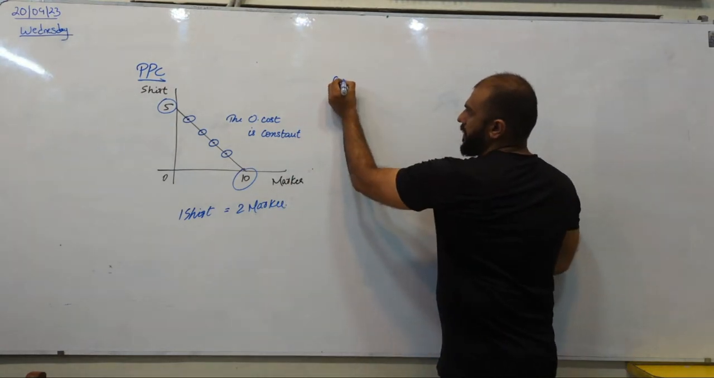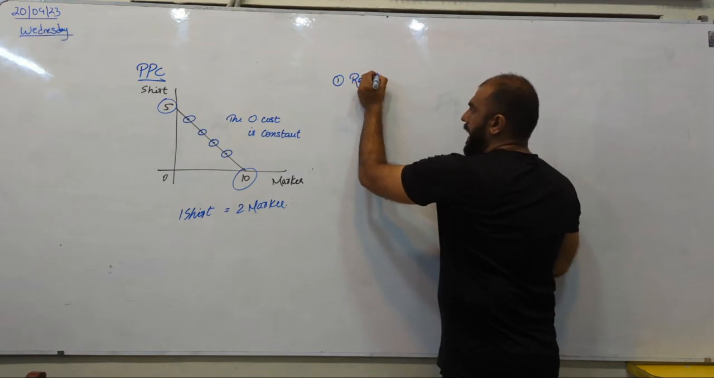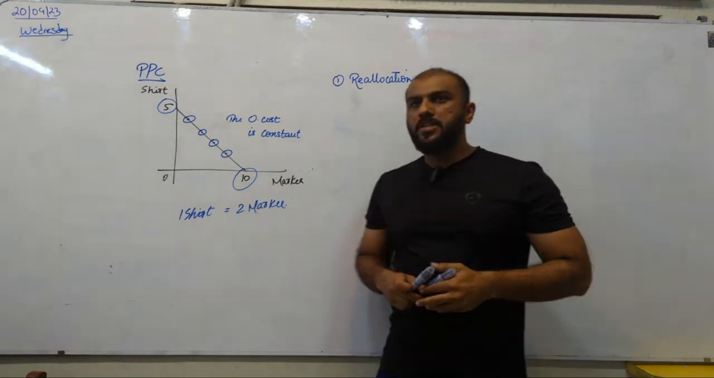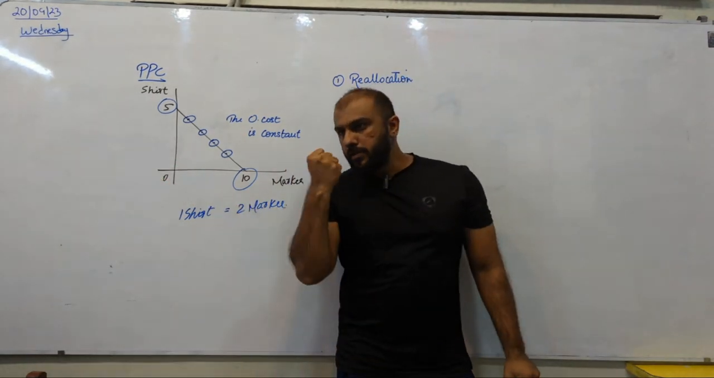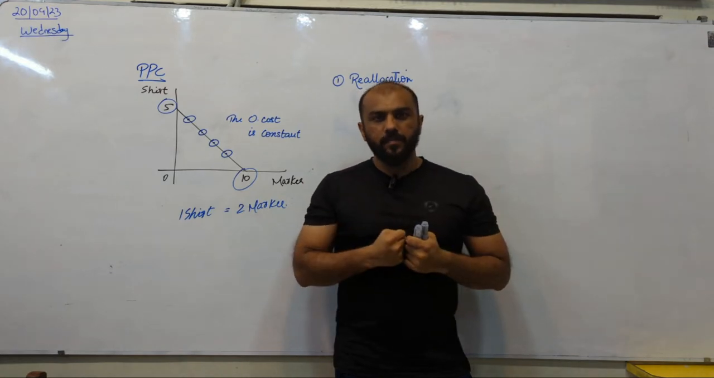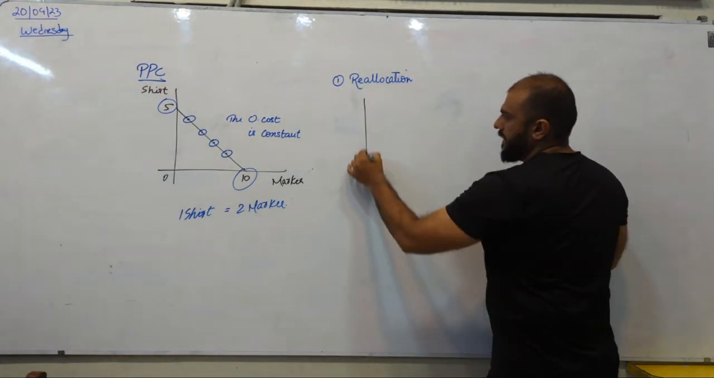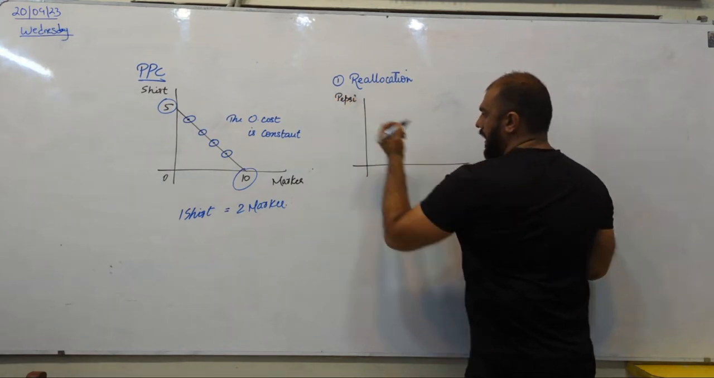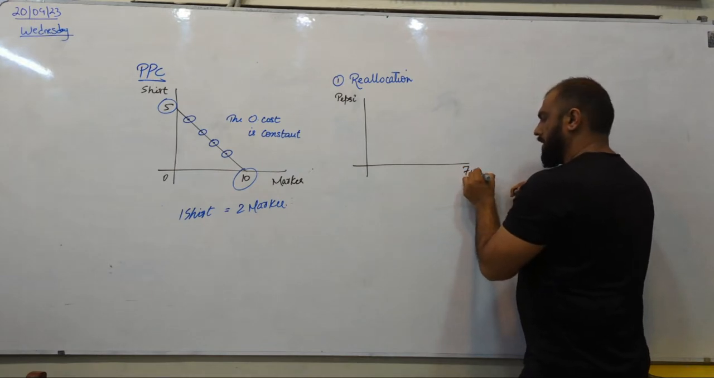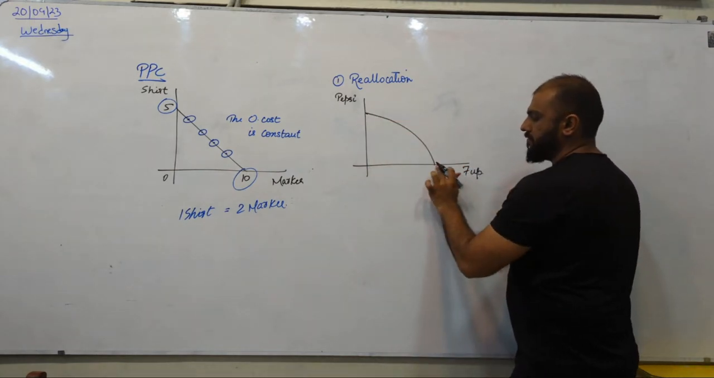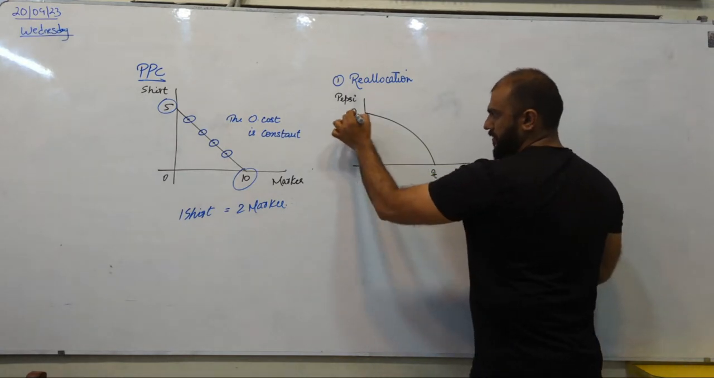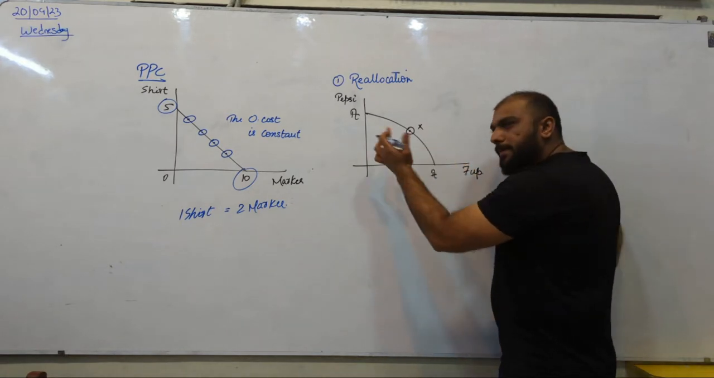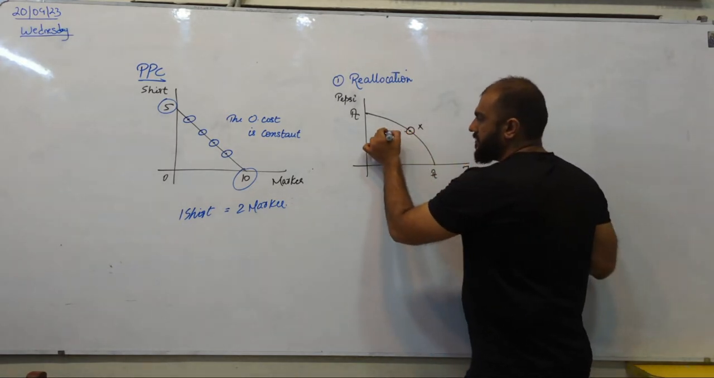The first concept is resource reallocation. Now, reallocation basically means when we shift our resource from producing one thing to another thing, right? So let's say my factory produces Pepsi and it produces 7-Up. Now, my PPC is concave to the origin, which means it has an increasing opportunity cost. And let's say I made a point X. Because this is on the PPC, what does this mean? That it's full employment.